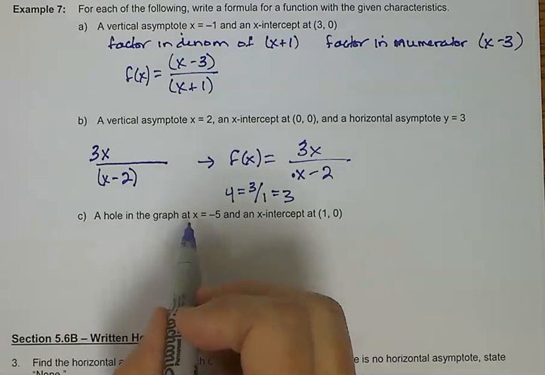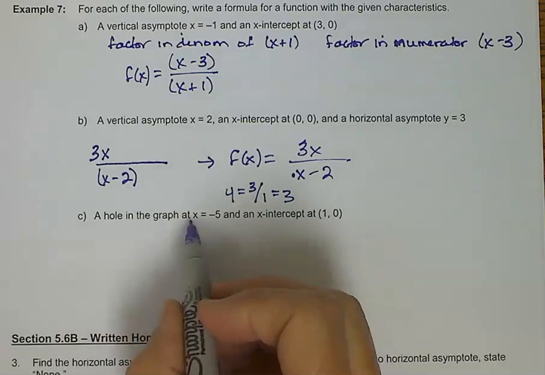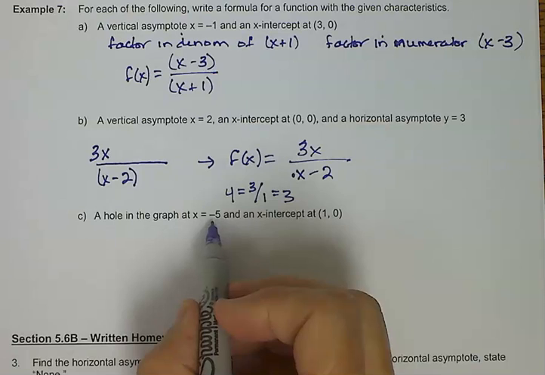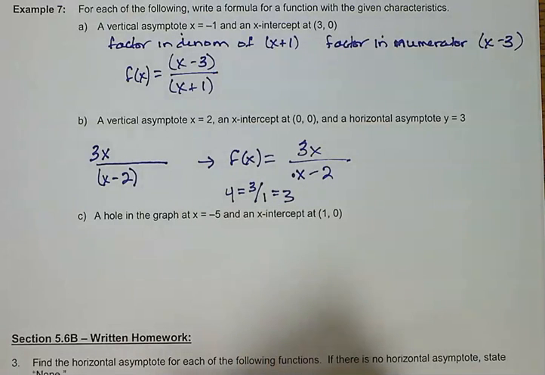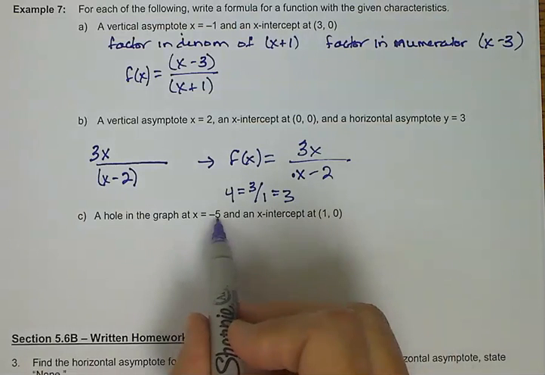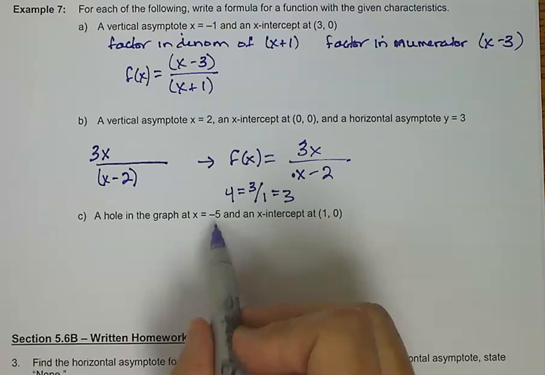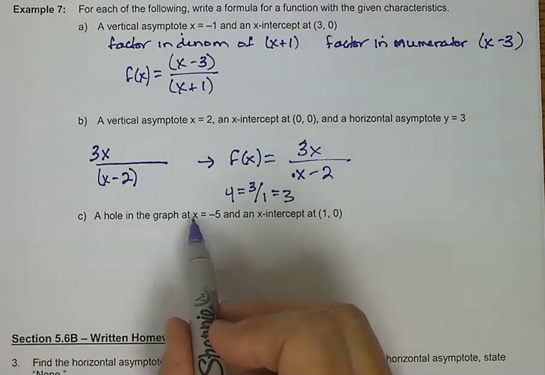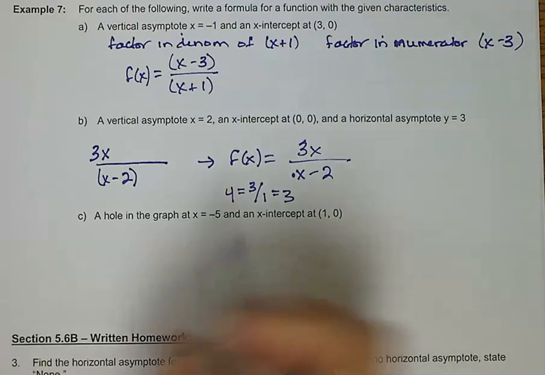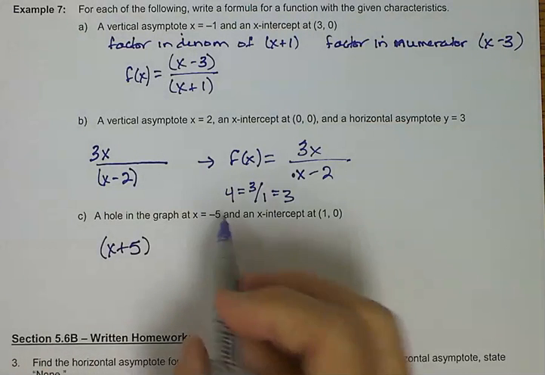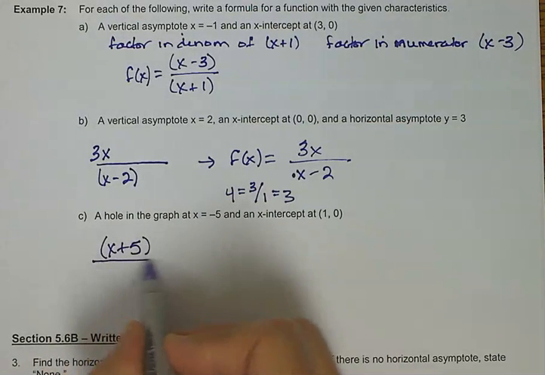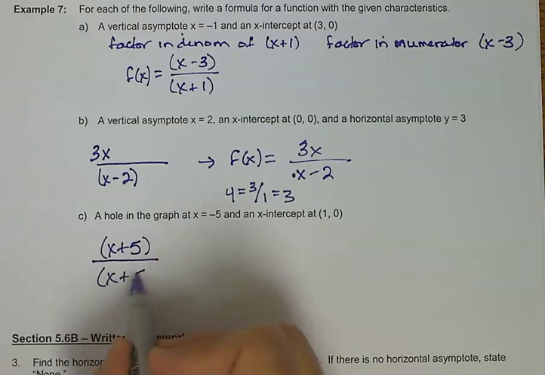For this one, we're trying to get a hole in the graph at x equals -5. And remember, a hole happens if you have matching factors in the numerator and the denominator, so that this number is a 0 for both the numerator and the denominator. The factor that would go with this would be x plus 5. That means we have to have a factor of x plus 5 in both the numerator and the denominator.